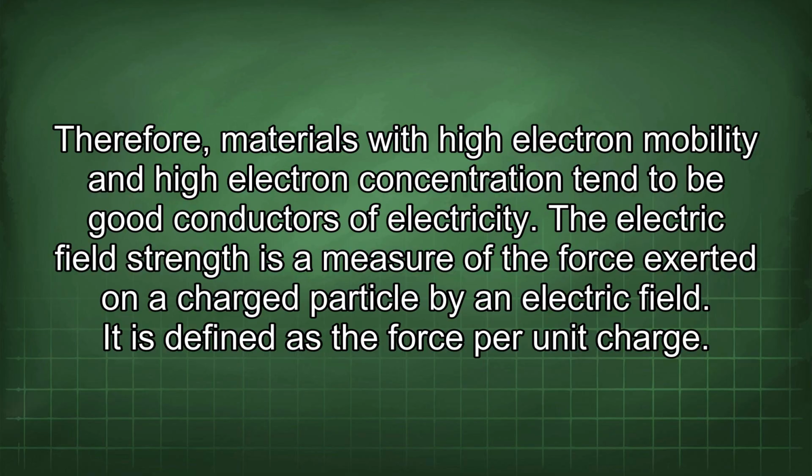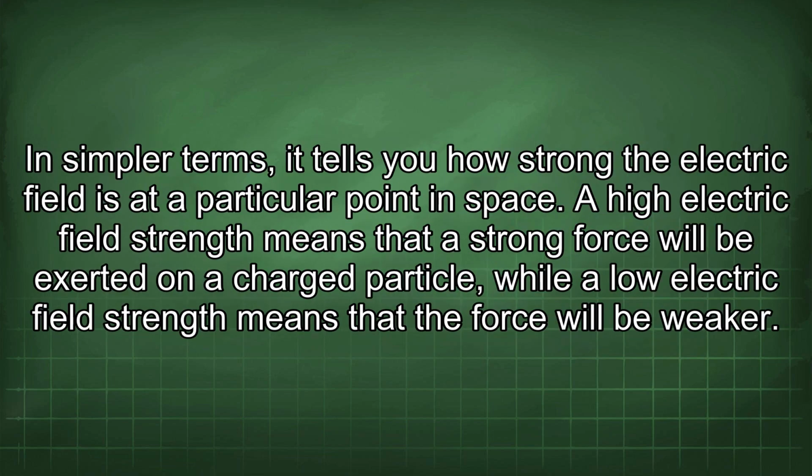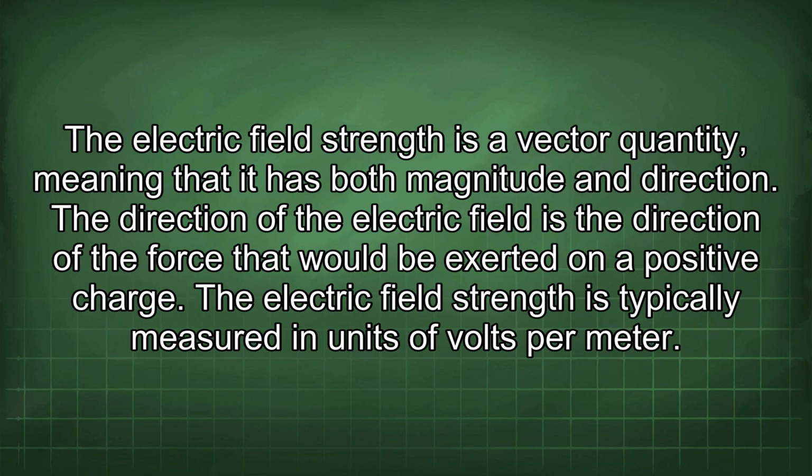The electric field strength is a measure of the force exerted on a charged particle by an electric field. It is defined as the force per unit charge. In simpler terms, it tells you how strong the electric field is at a particular point in space. High electric field strength means that a strong force will be exerted on a charged particle, while a low electric field strength means that the force will be weaker. The electric field strength is a vector quantity, meaning that it has both magnitude and direction. The direction of the electric field is the direction of the force that would be exerted on a positive charge. The electric field strength is typically measured in units of volts per meter.